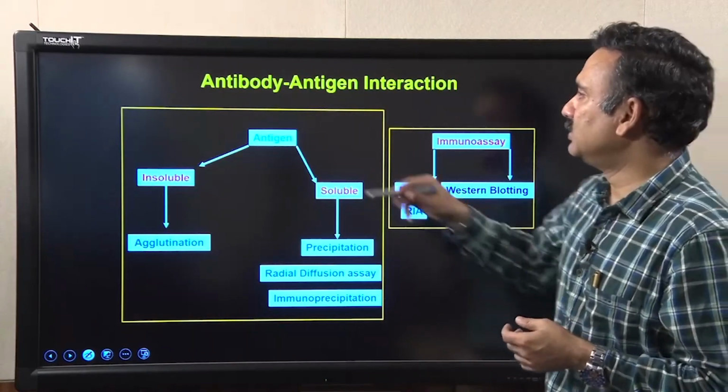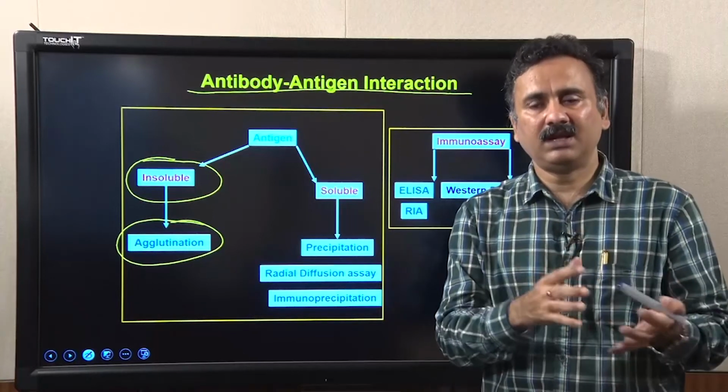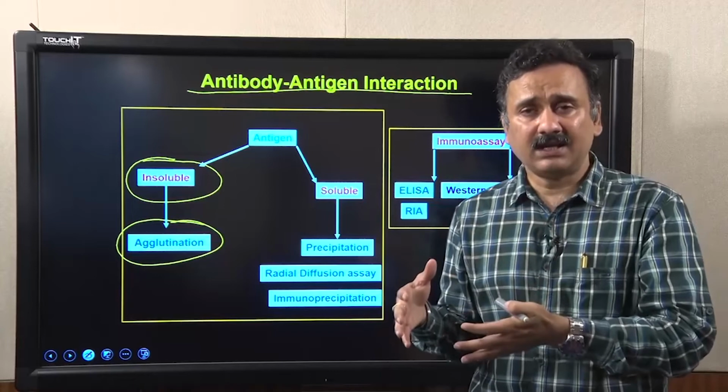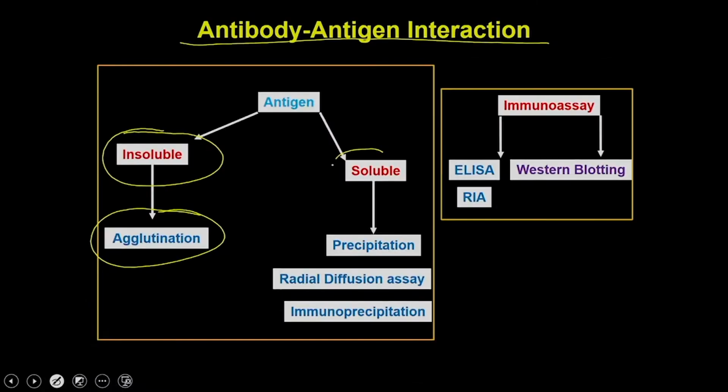Now, let us come back to the antibody-antigen interactions. So far we have discussed the insoluble antigens and the agglutination reactions, including hemagglutination, and within agglutination we have discussed the direct as well as the indirect agglutination reactions. Now, let us discuss the soluble antigens.